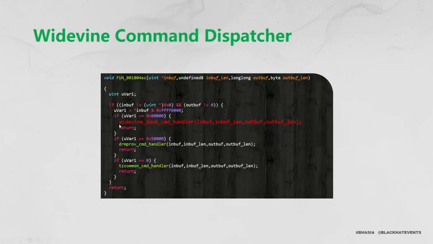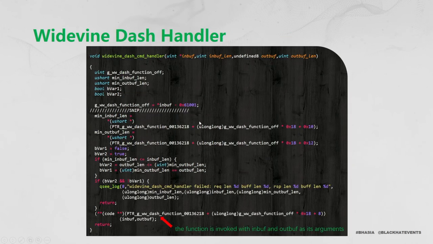Okay, we are going to take a look at how user command is processed in Widevine. And here is the entry. And this is the user command buffer and its lines. And the result from the TA and its lines. And we'll look into this function, the command handler.